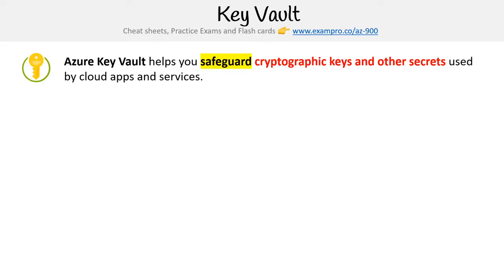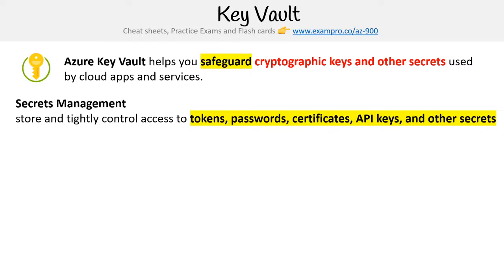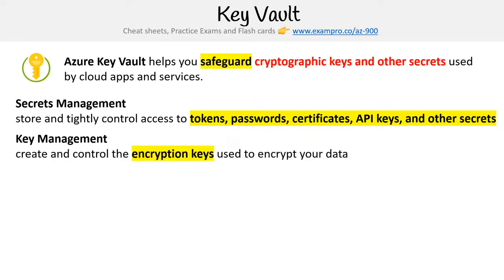Hey, this is Andrew Brown from Exam Pro, and we're looking at Key Vault. So Azure Key Vault helps you safeguard cryptographic keys and other secrets used by cloud apps and services. And so within Key Vault, it has a bunch of functionality in it. So one thing it can do is manage your secrets. So store and tightly control access to tokens, passwords, certificates, API keys, and other secrets. It also has key management. So it can create and control encryption keys used to encrypt your data.